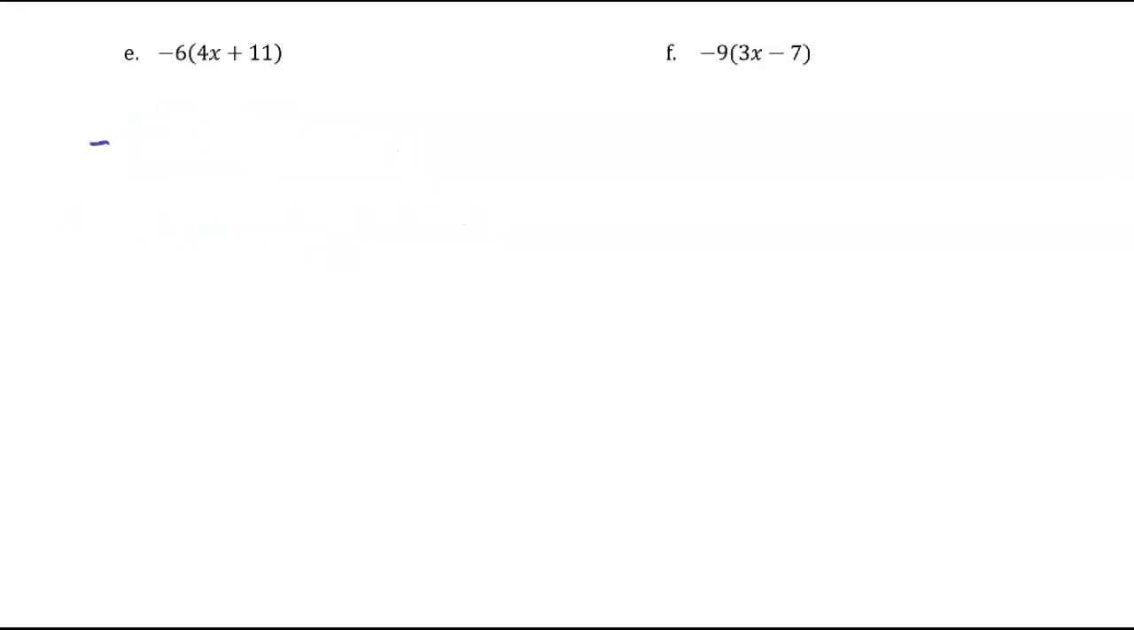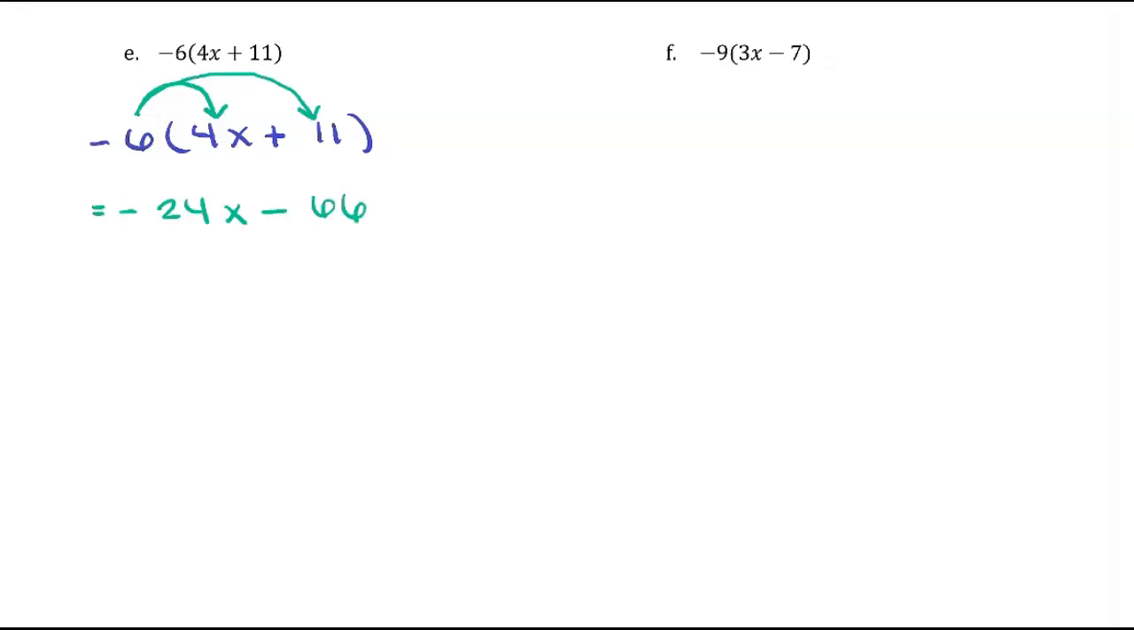In part E, we have -6 times 4x plus 11. And I'm going to distribute that -6 to each term inside the parentheses. First, we have -6 times 4x. You can also think of that as -6 times 4 times x, or -24x. Next, we'll distribute the -6 to the +11. -6 times +11 is -66. And again, we've used the distributive property to simplify this expression.